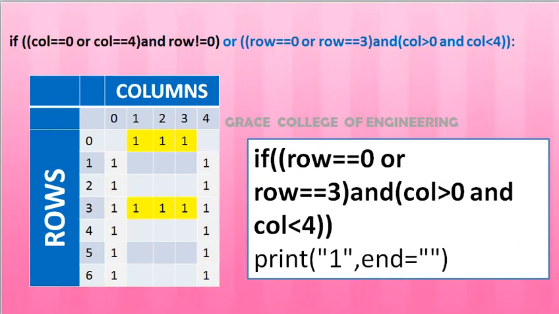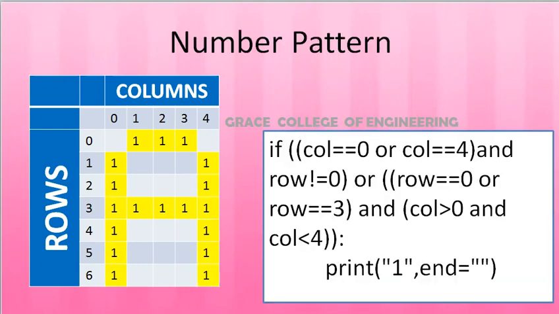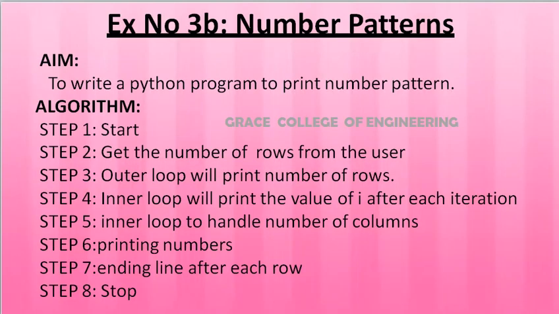Next, what is happening? In the 0th column and 4th column, I printed 1. Now I need to print these 3 ones and these 3 ones. For this condition: row equal to 0th row I want to print and 3rd row I want to print, and the 0th column is not needed and the 4th column not needed. That I have mentioned. Then print 1. So finally I will get the shape of A. This is a number pattern. In this way you can create any number pattern. I hope you all understood the concept of number pattern, and let's move to the lab exercise.